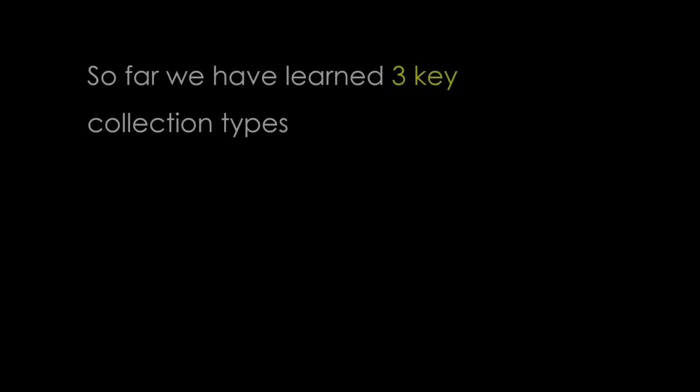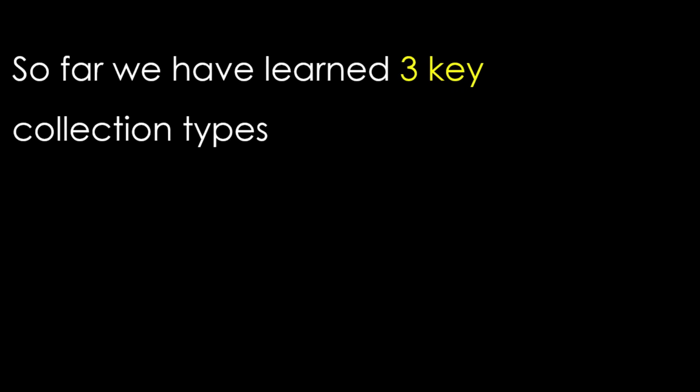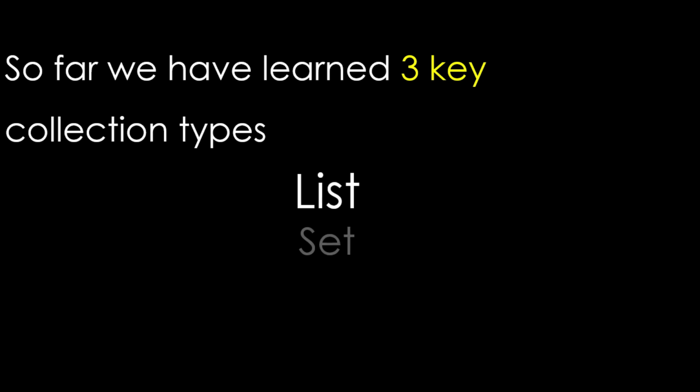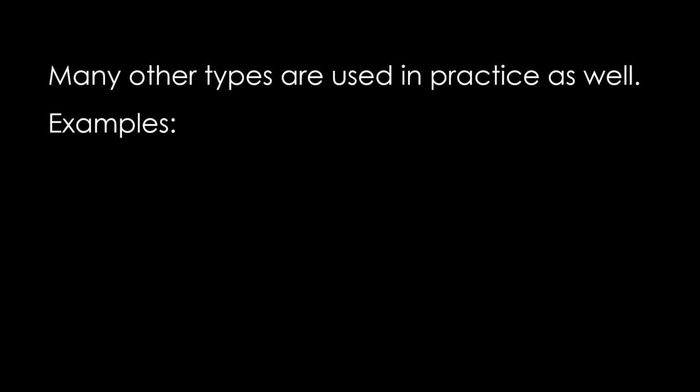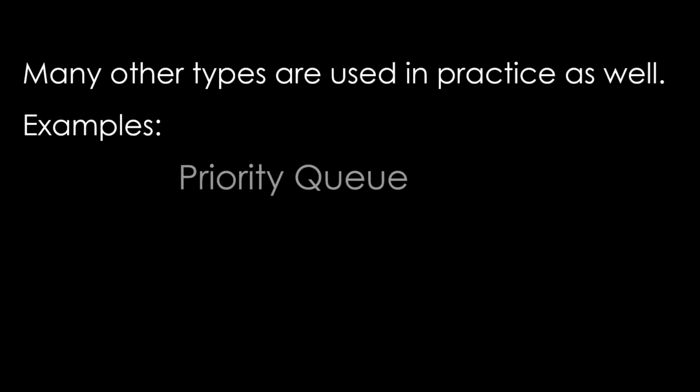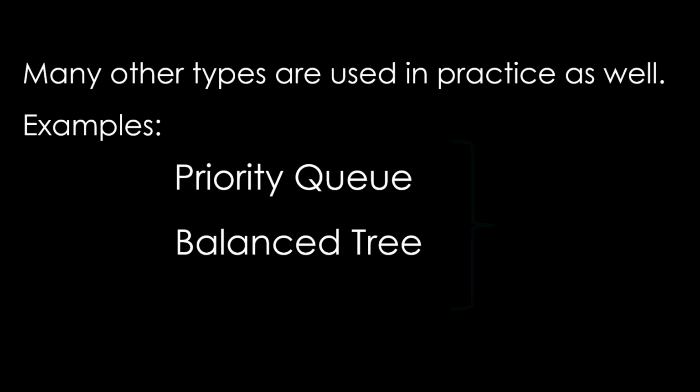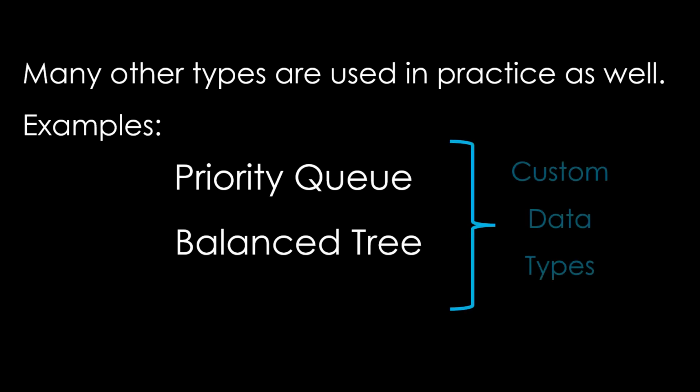In the previous episode, we have learned about three key data types for a collection of items: list, set, and dictionary. These types were created because they are the most commonly needed structures for collections. But despite these types, there are many other specialized types that are often needed, like priority queue, balance tree, etc. These special types are part of custom data types in Python. This is because they are not included in the core modules of Python. Anyway, we will learn about these custom data types some other time when we take up advanced programming concepts.